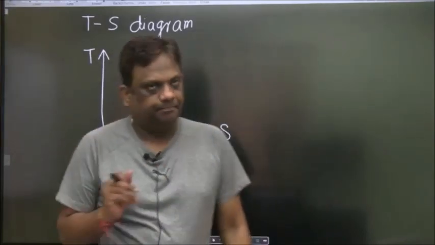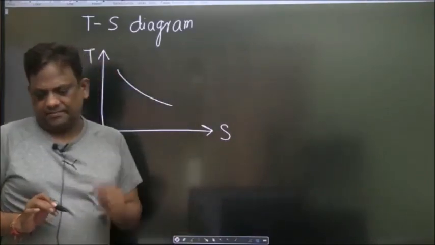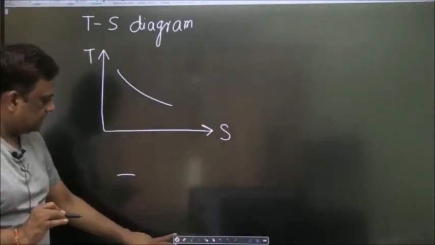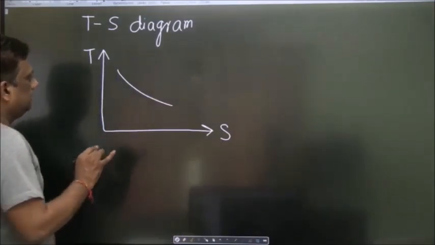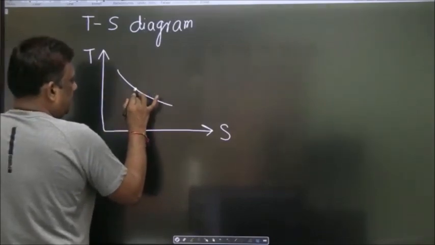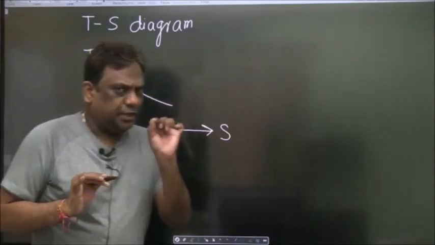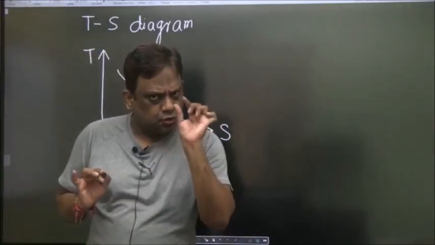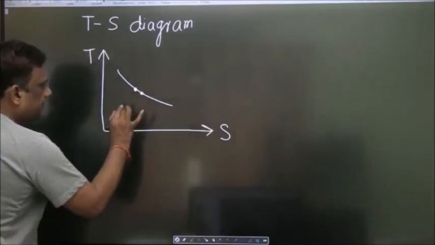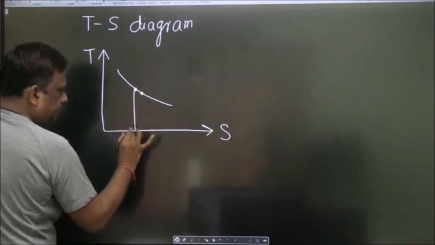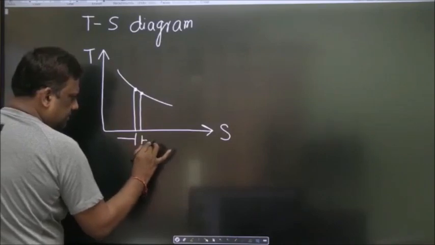Okay, no problem at all. Assume a process to be something like this on the TS diagram. Let us take two points which are very close to each other. You project this, and let this entropy change be some ds.